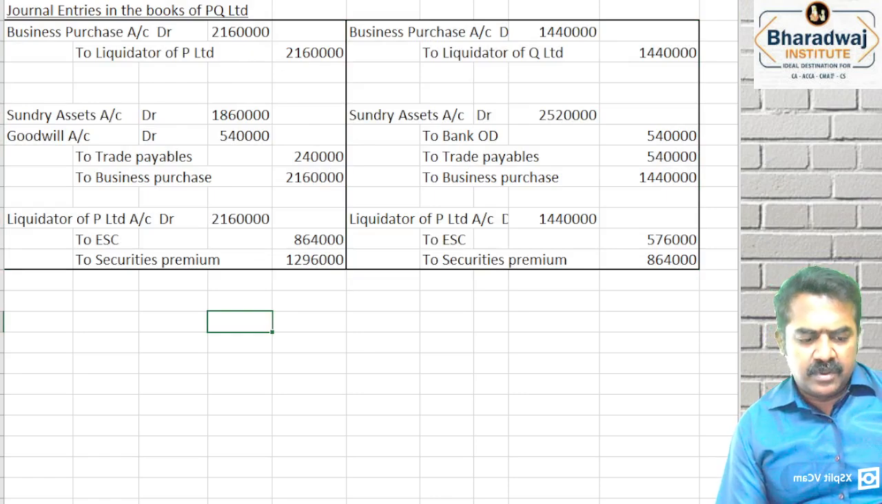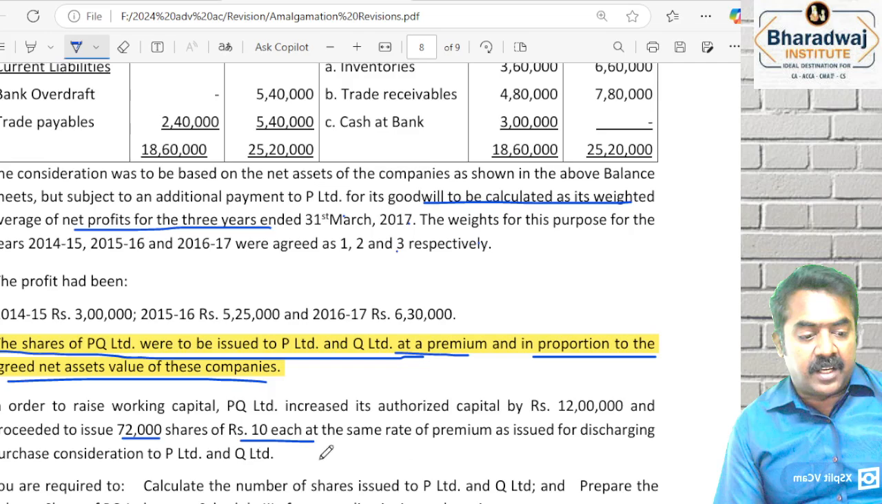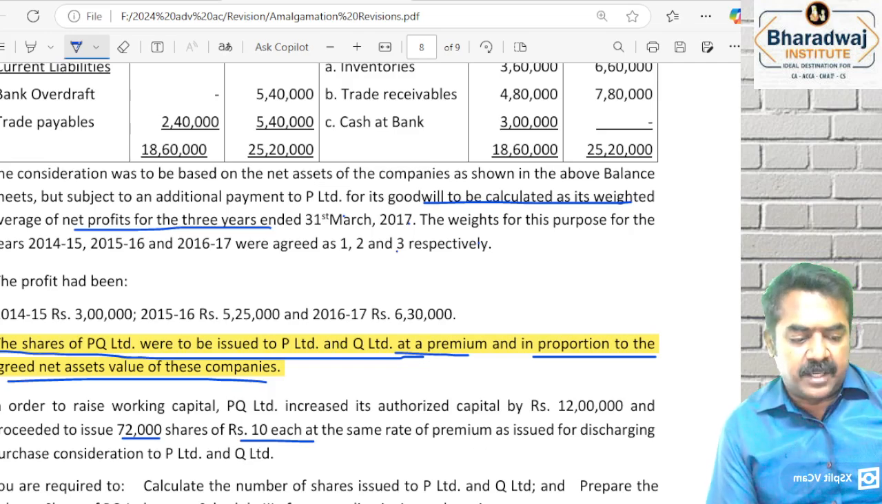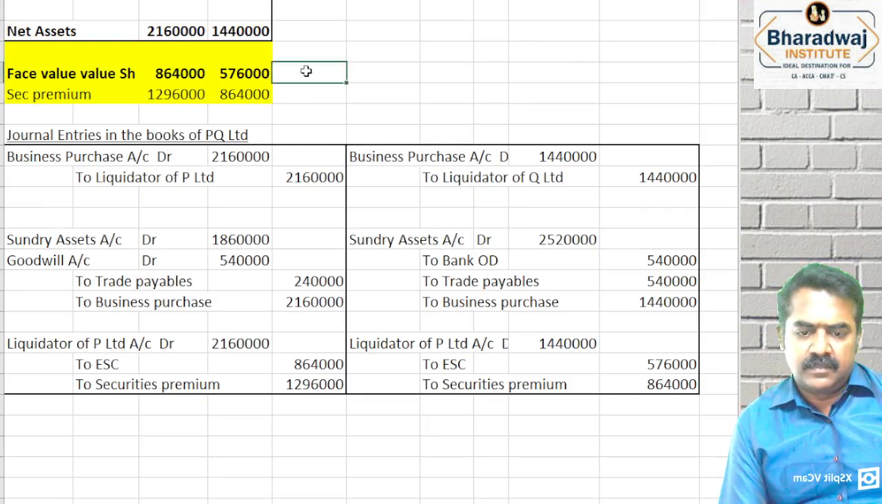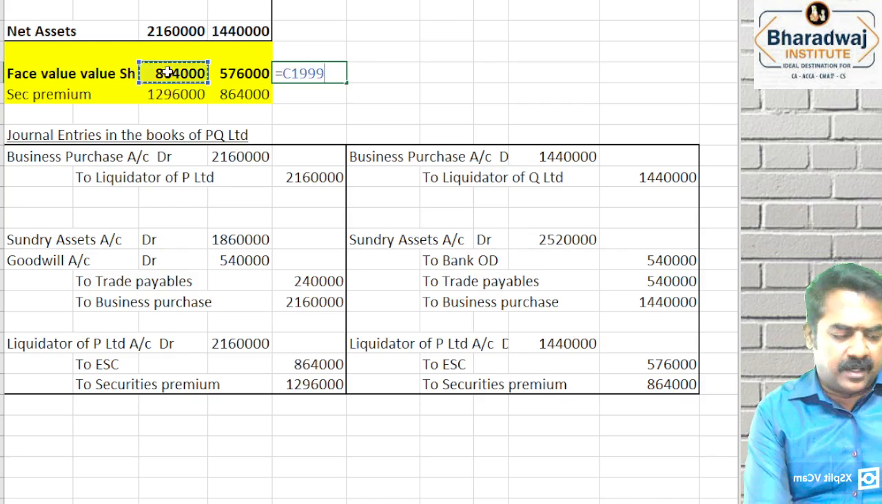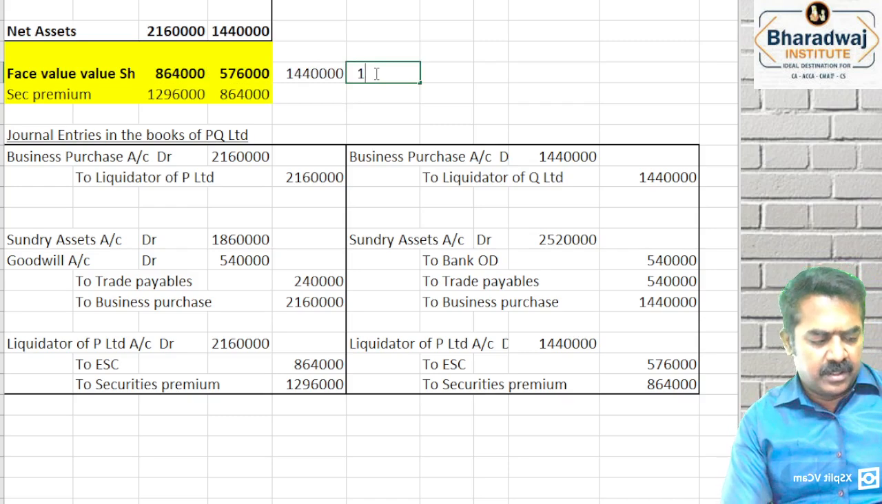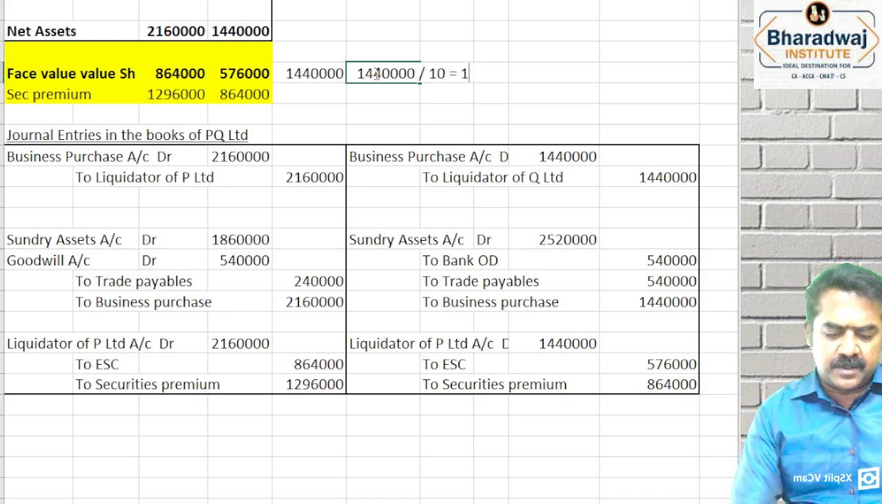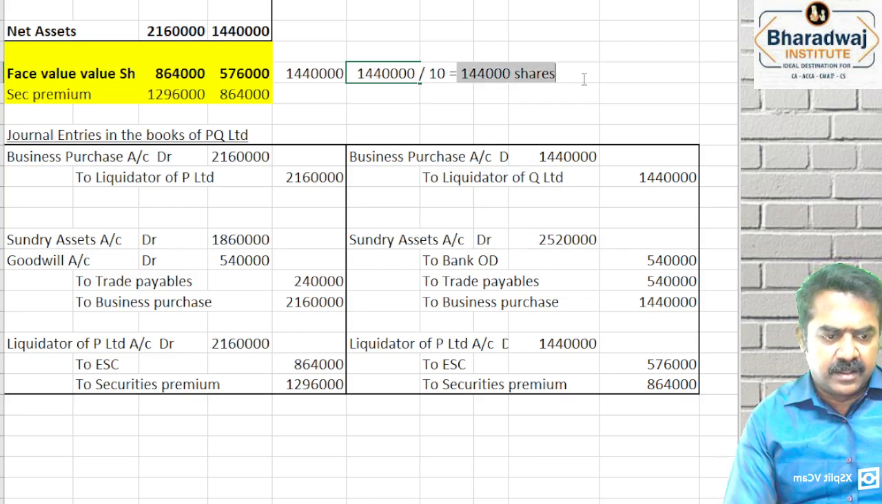Is it over? No. There is one more entry we have to pass. What is the one more entry you have to pass? We issued 72,000 equity shares of 10 each at the same rate of premium. What is the rate of premium? What is the total share capital allotted? 14,40,000. 14,40,000 divided by 10 you will get the number of shares. 1,44,000 shares we have allotted.